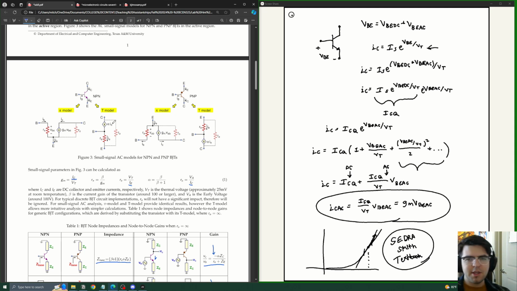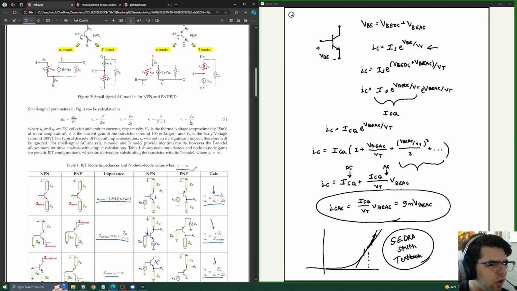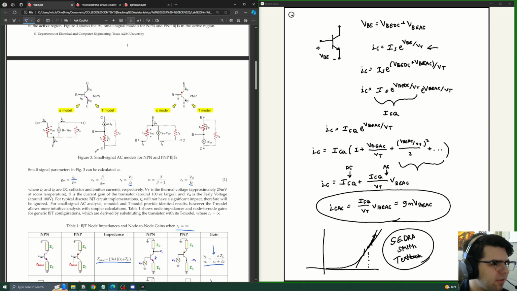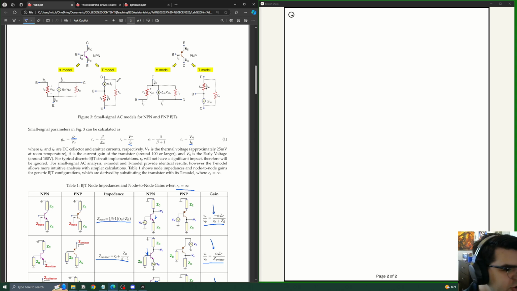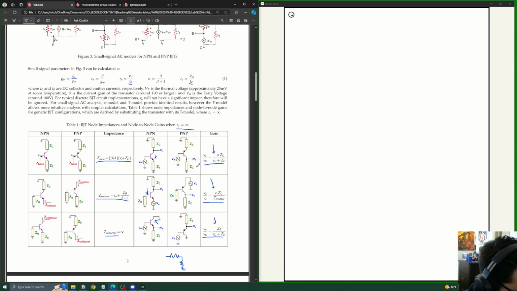Some of the models are easier to use for some derivations, and some are different for others. So if you're going to consider RO, deriving these equations, usually it's easiest just to use the T model. But if you are going to include RO, then you should use the pi model. I'll go through one of these derivations right now.